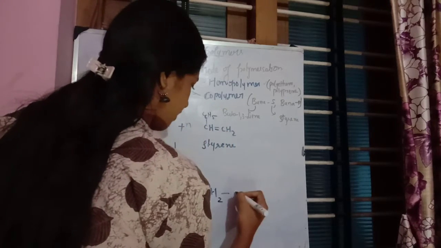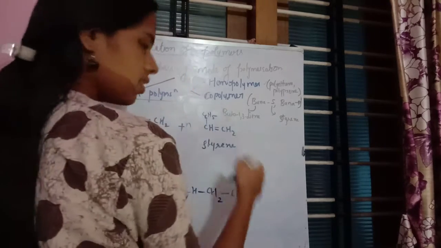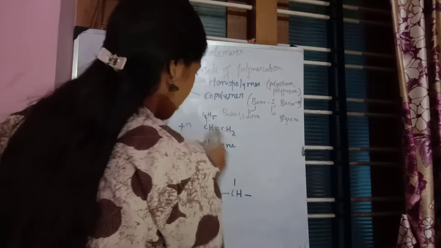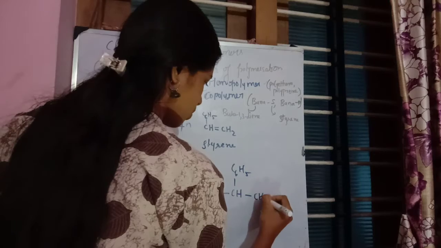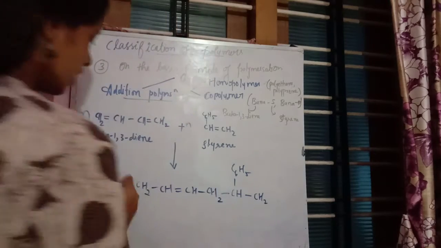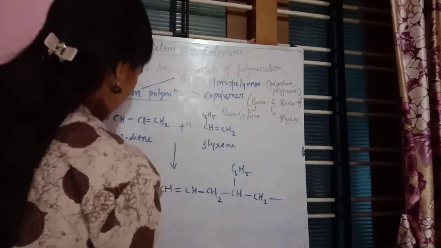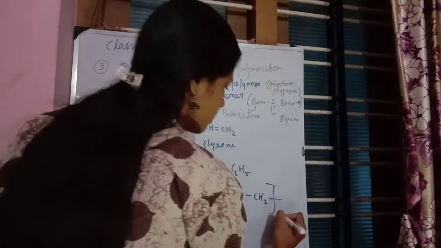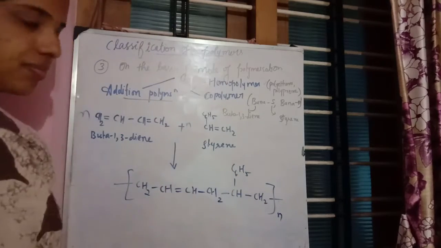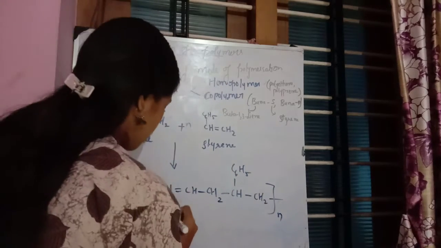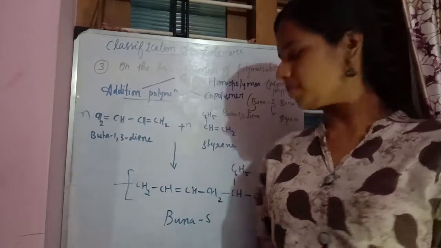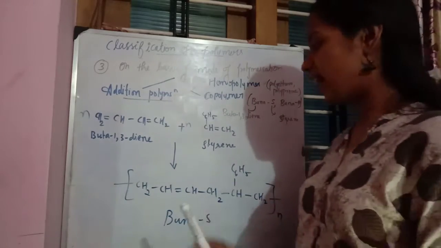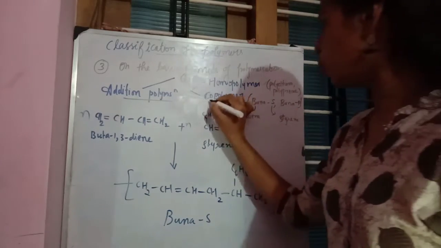And we have CH. Remove this double bond. Here we have C6H5 and CH2. Put a bond here, close it with square brackets, write n here. And this is known as Buna S. This is the Buna S polymer, which is a synthetic rubber, and this is a copolymer.